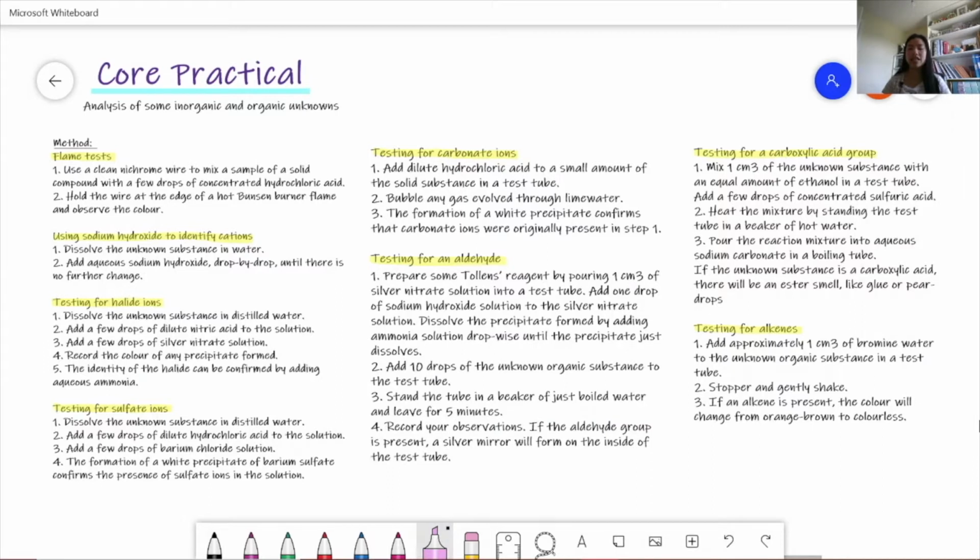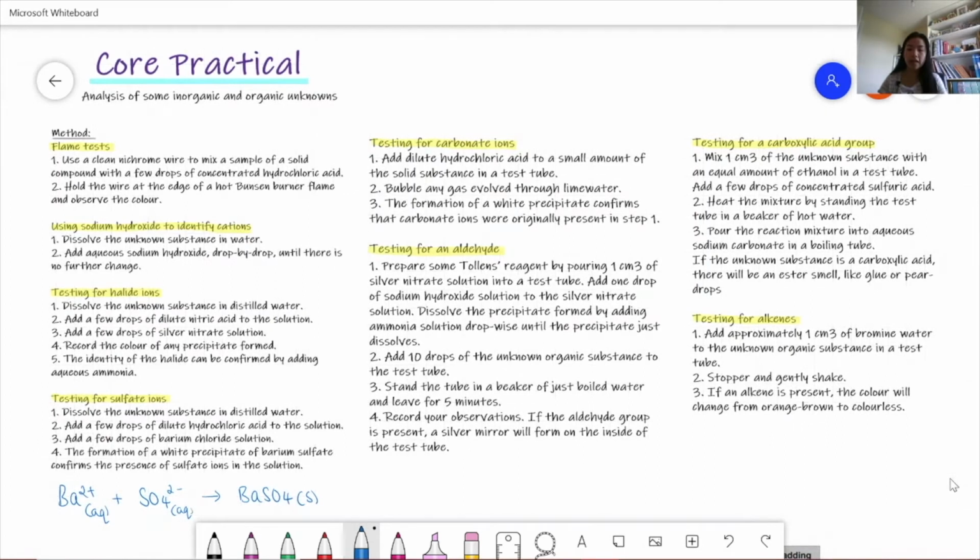So we're firstly going to look at the sulfate ions. So why this happens is that we have Ba²⁺ ions, and they react with sulfate ions, which could be in the unknown substance, and they can form barium sulfate, which is a solid, it's a precipitate, and that's the white solid that we see.